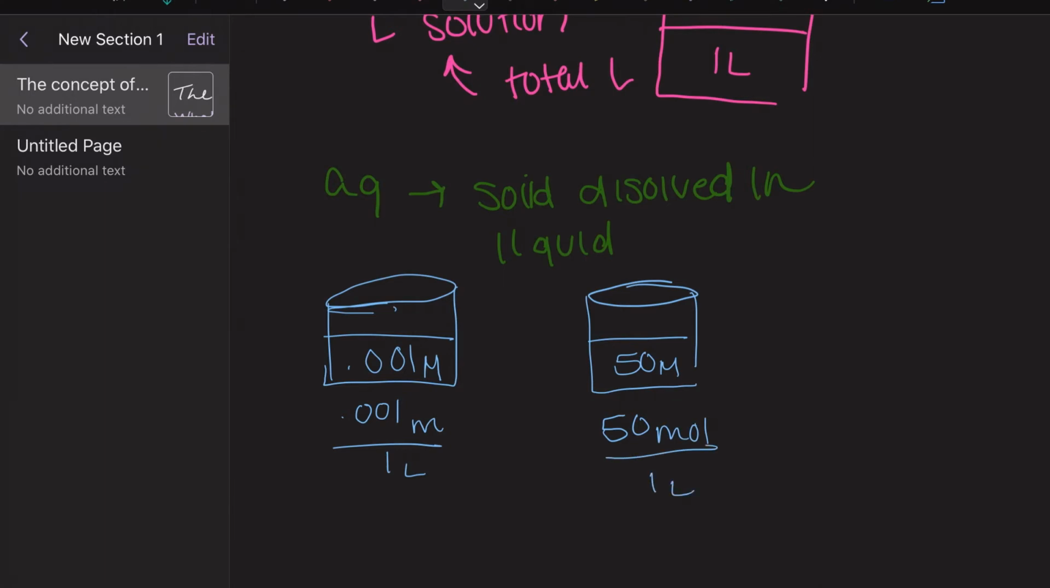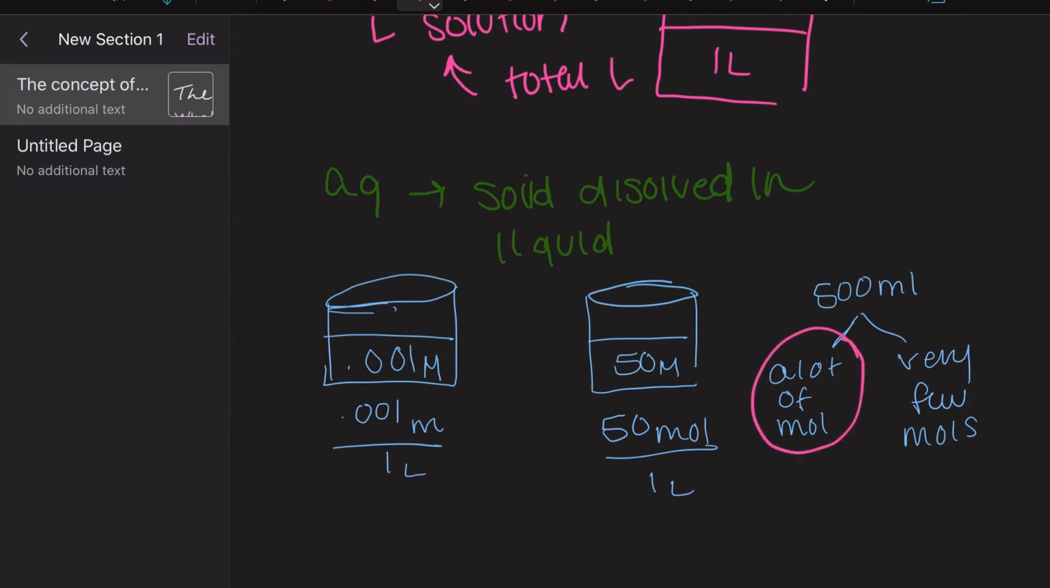And that means that if you just randomly got 500 milliliters from one, you would be getting either a lot of moles or very few moles. And we want to know the molarity so that we can determine whether we got a lot of moles or very few moles. Let's talk about how to solve for molarity.